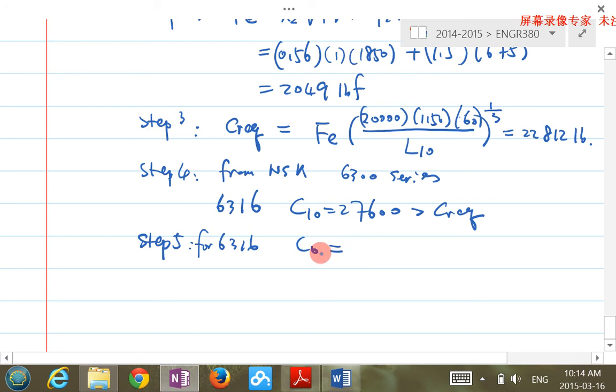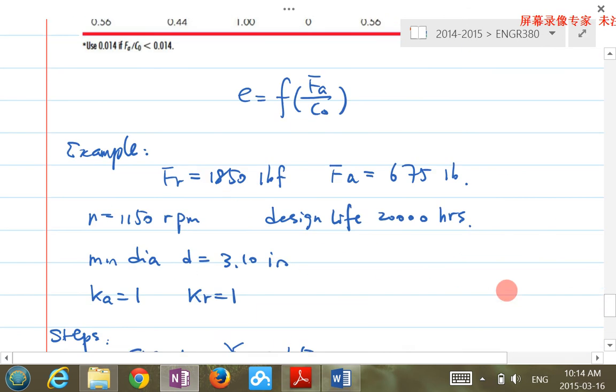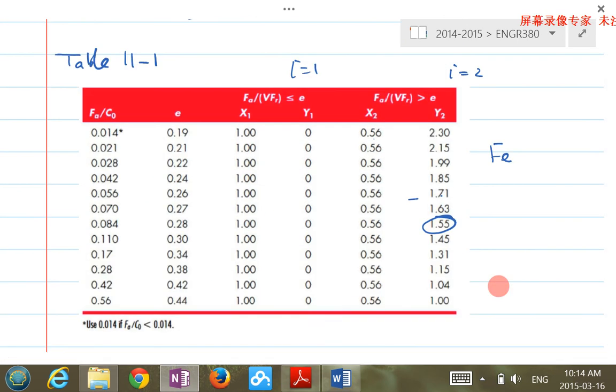We need to calculate exactly what the E value is, so we can go back to the table. C naught, the static loading rating, is 19,500 pound-force. Why do I need the C naught? Because I need to know what the E value will be, since the E value can only be determined when you have a bearing selected.